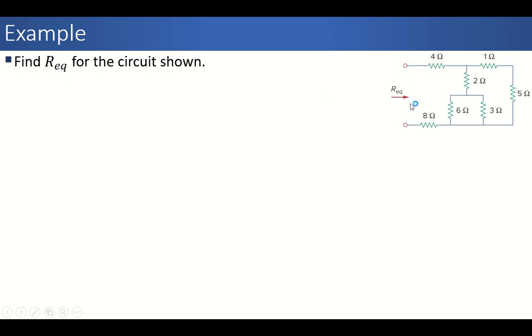So let's see an example. The examples and problems are taken from the textbook. The problem is: find the R equivalent for the circuit shown. R equivalent means total resistance between terminals, let's suppose between this and this terminal. As seen from these two terminals onward there are only resistances.